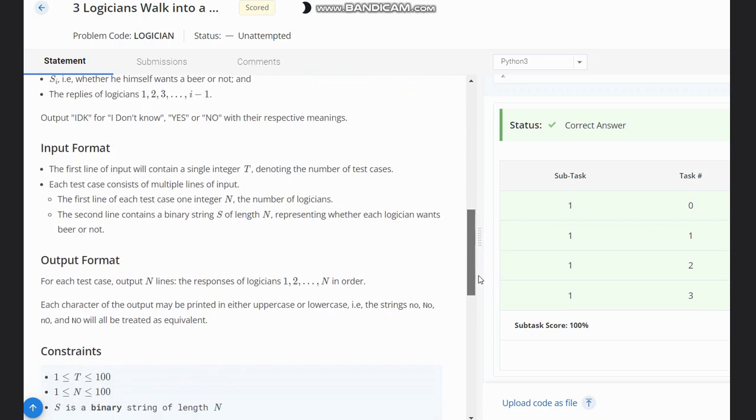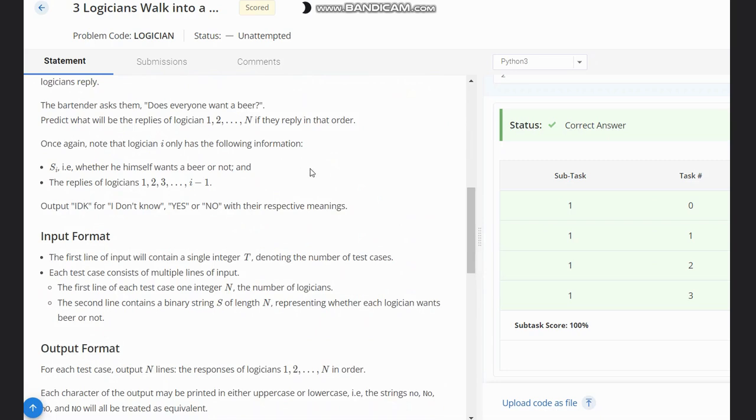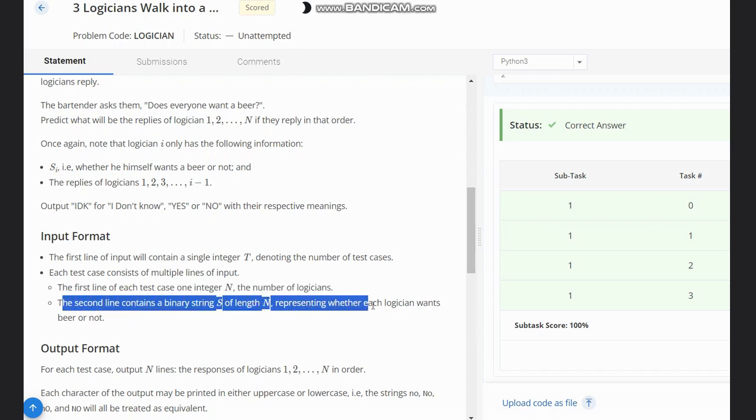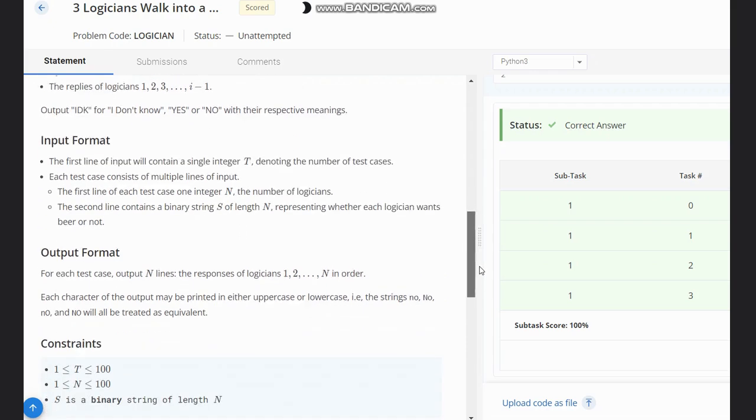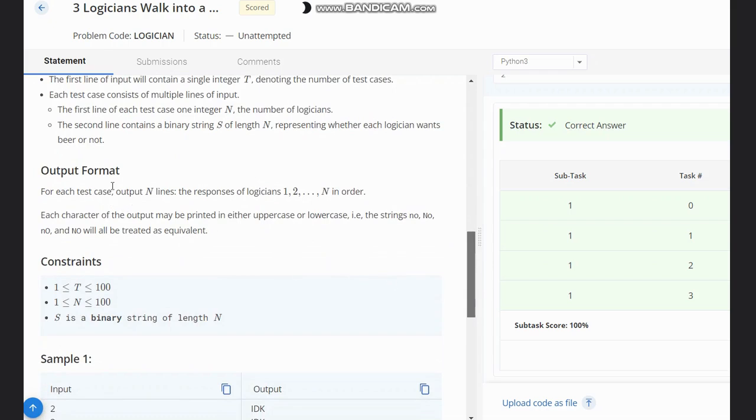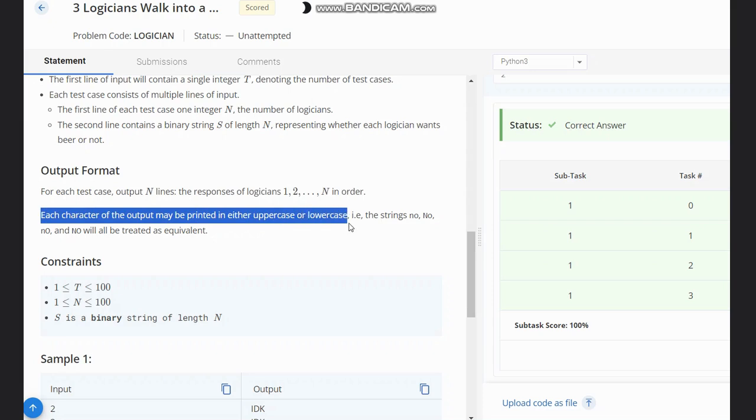The input format is T, the number of test cases. Then each test case consists of multiple lines of input. The first line contains N, the number of logicians. The second line contains a binary string S of length N, representing whether each logician wants beer or not. For each test case, output N lines, the responses of logicians 1 to N in order. Each character of output may be printed in either uppercase or lowercase, so no, NO, and No will all be treated as equivalent.